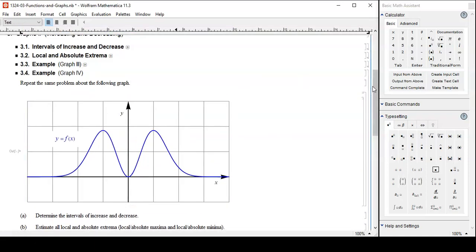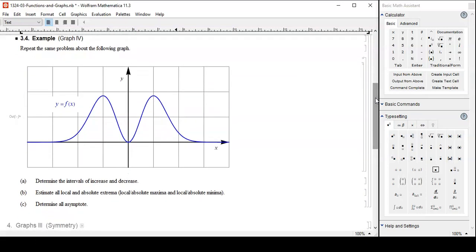How about this? It looks like we have a couple of local maxima right here and there, and then a local minimum right here. Good question. What is the absolute maximum? Absolute minimum? What do you think? The absolute maxima here and there look like they're the same type. So absolute maximum at x equals -1 or +1, and absolute minimum right here, x equals 0.